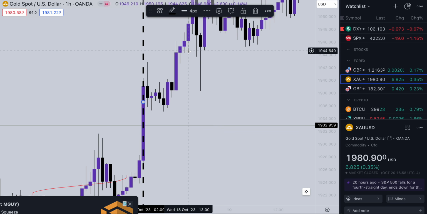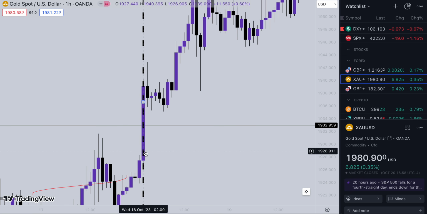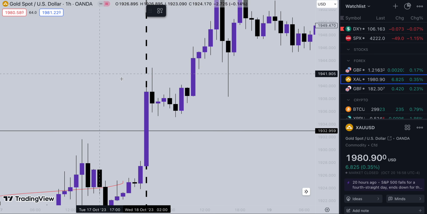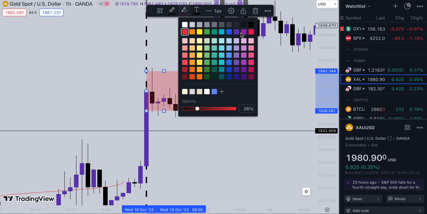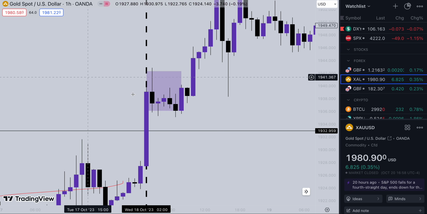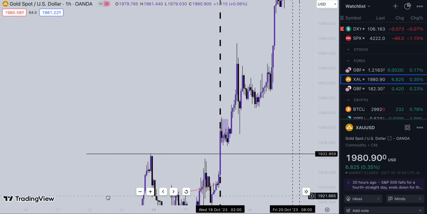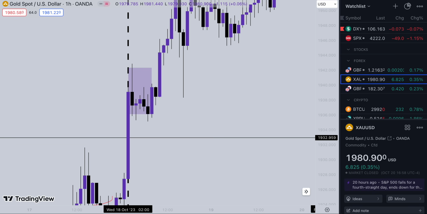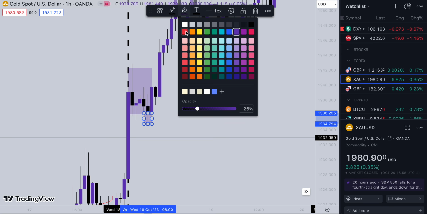Let's make this a little bigger. Okay, what day is this on? Wednesday, October 18th. So right here, we're accumulating orders. What are we waiting for? A manipulation to the downside, because clearly we're bullish here. What do we get? Price manipulating, faking out, sweeping out the lows of this consolidation.